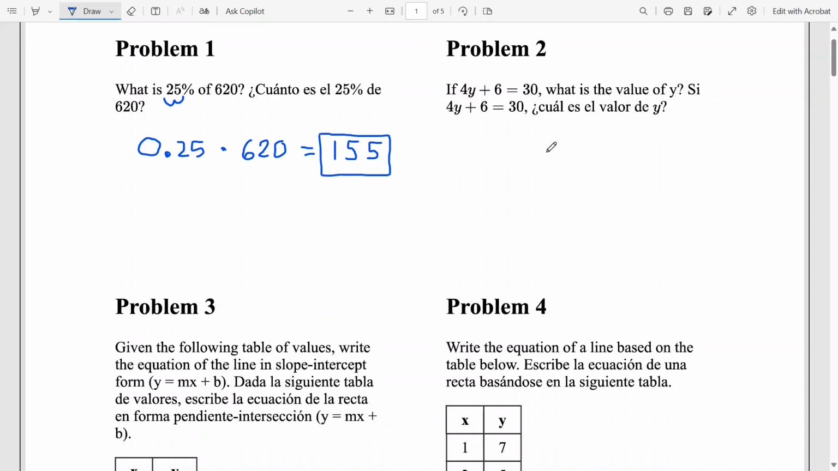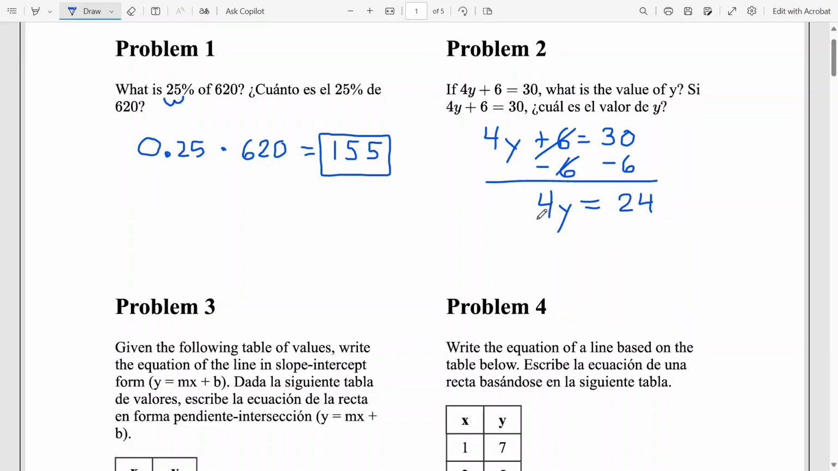Okay, let's look at problem two. If 4y plus 6 equals 30, what is the value of y? So we have 4y plus 6 equals 30, and we want to solve for y. So we can do that by first subtracting 6 from both sides of the equation. So 6 minus 6 is 0, and we get 4y equals 24.